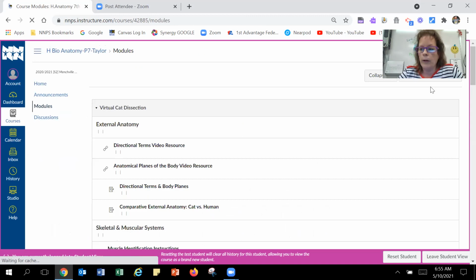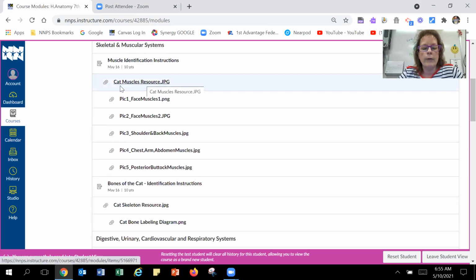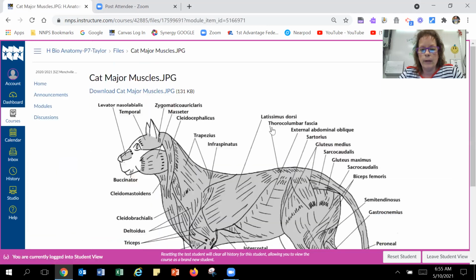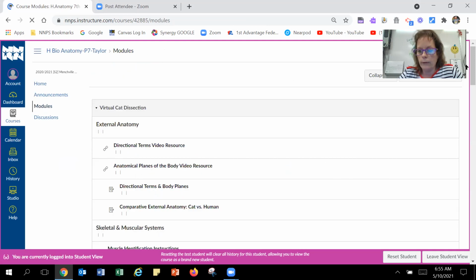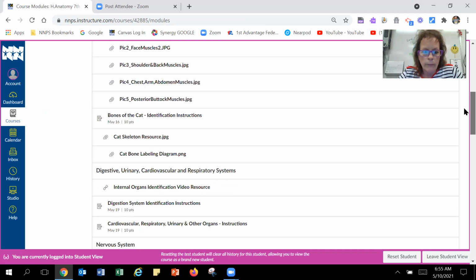Okay, so that is the skeletal. I'm sorry, that's a muscular one. If you look, you have the cat muscles resource right here. You click on that, and it's going to take you to a picture of a cat, and it's pointing to all the muscles. And guys, I picked muscles that we talked about, and you had to label, so I didn't go out there and do anything crazy. So it's probably ones you're familiar with.